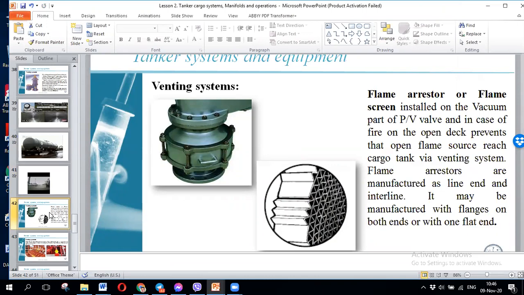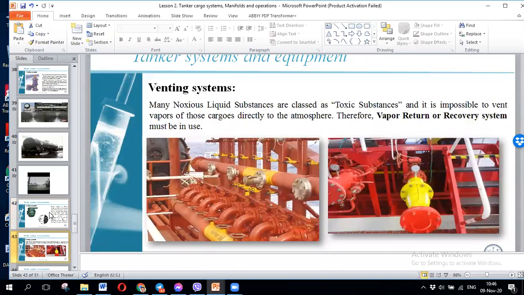Flame arresters are not that useful. They are just for avoiding fire on deck. They will protect the vessel so other tanks do not catch fire also. But the venting system is the important thing, and there are a lot of questions on it.